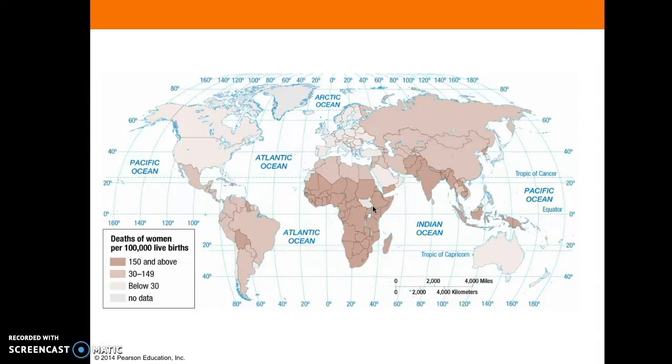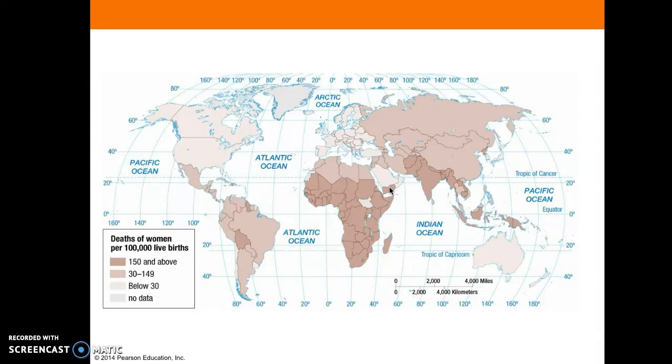The next measurement is deaths of women per 100,000 live births. In this case, you don't want your number to be high. So in most of Sub-Saharan Africa, there's 150 or more women dying for every 100,000 live births. The U.S. is ranked with most of Europe. It's below 30 per 100,000 live births. I believe it's still Afghanistan that has the highest maternal mortality rate in the world. It might have changed, but it would still be ranked one of the highest.